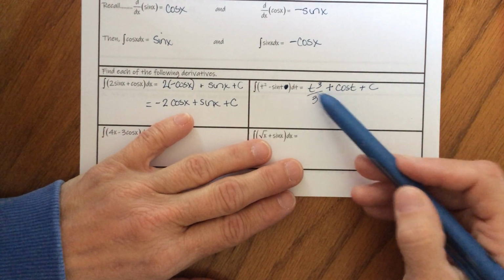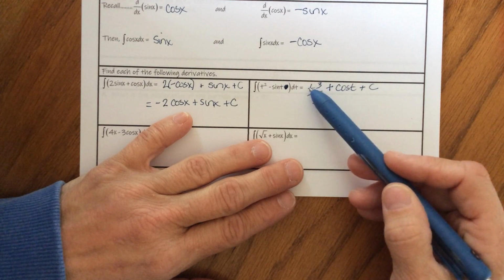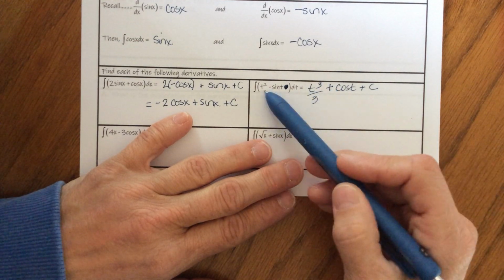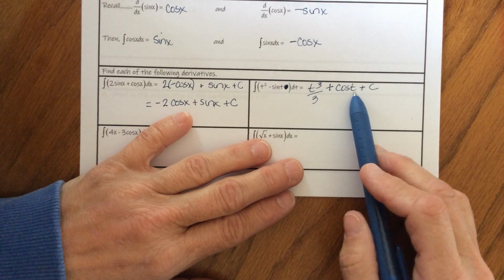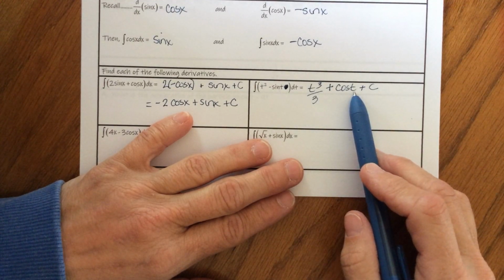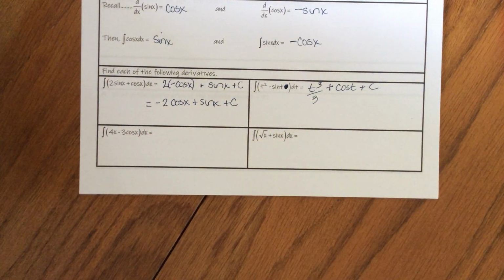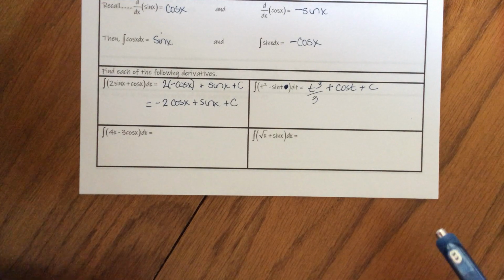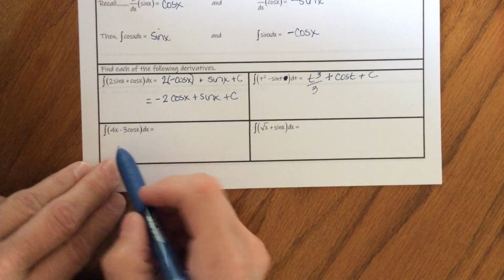So to check, what's the derivative of this term? That would be 3 times t squared over 3, which gives us our t squared. And the derivative of cosine of t is negative sine of t, which gives us that right there, and then plus c. Okay? All right, and we'll do a couple more.